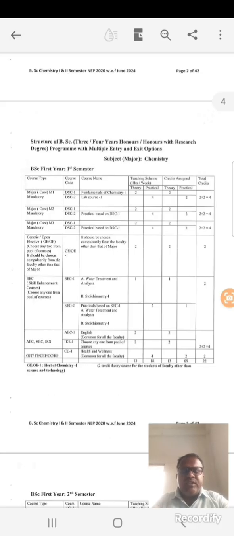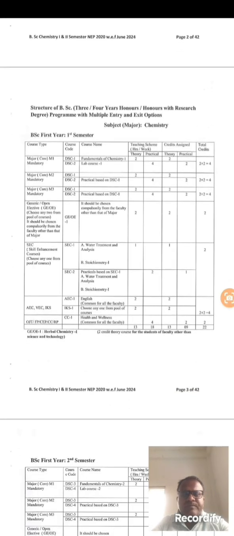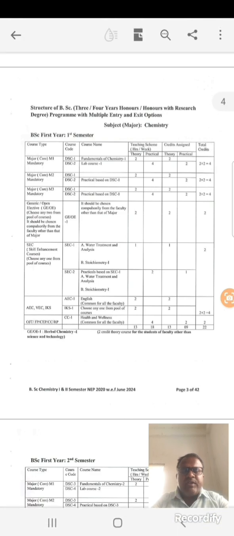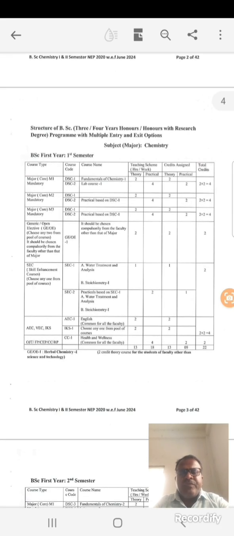DSC first has a university assessment of 30 marks and internal assessment of 20 marks. Total 50 marks for the theory paper, and then 30 marks for practical and 20 marks for practical internal. 30 plus 20, 50 marks. Theory paper 50 marks and practical paper 50 marks. So this is the major subject M1, and M2 and M3 also follow the same pattern.